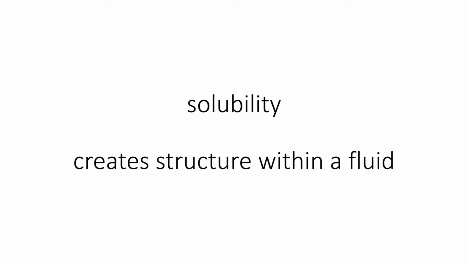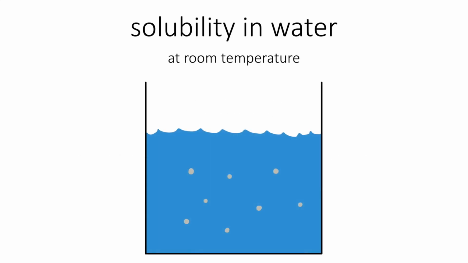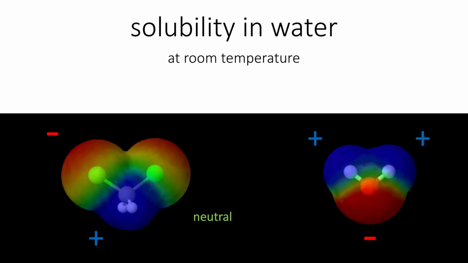Another physical property of these dichloromethane molecules is their solubility. Solubility is significant because it creates structure in fluids. So let's think about the solubility of dichloromethane in water at room temperature. Solubility, whether things mix or not, really has to do with how spread out charges are on molecules. Water has oxygen in it, which is very electronegative, so it pulls electrons to itself and becomes slightly negative. And anything the oxygen is bonded to loses those electrons and becomes slightly positive.